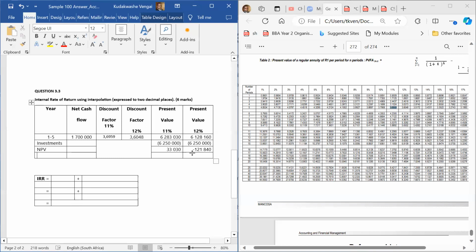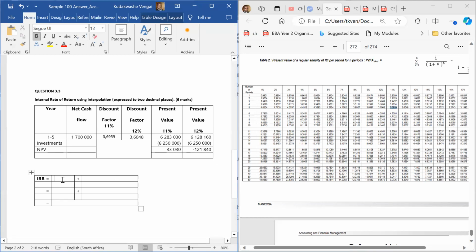Right. So that's the amount of money that we made from the project. If at 11% we made 33,000, and at 12% we made a loss of 121,000. So now we know that if we use 11%, we make a profit. If we use 12%, we make a loss. Now we can calculate the actual rate of return for this particular project.